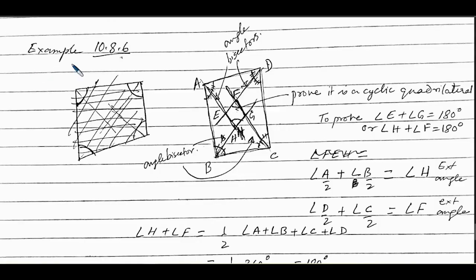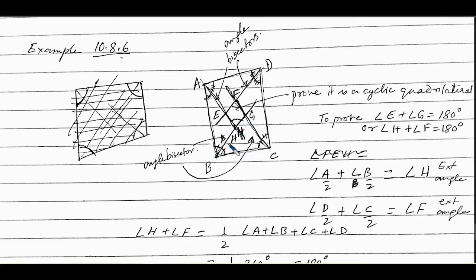Okay, now example 10.8.6. You have been given a quadrilateral, this figure, and you have been told to bisect all the angles A, B, C and D. So you know how to bisect. With a compass, you draw a circle, then draw an arc, and from this point and this point you take, again, so you can bisect it. It is very simple, I have told you in an earlier lecture. So you can always bisect this by compass.